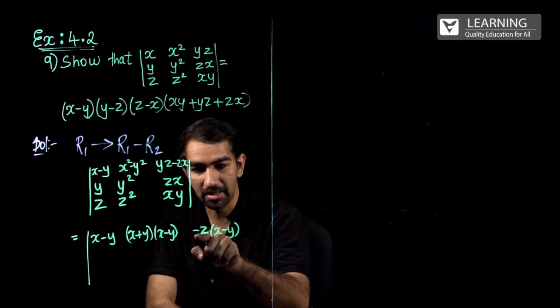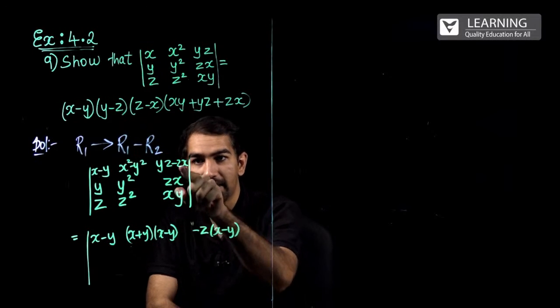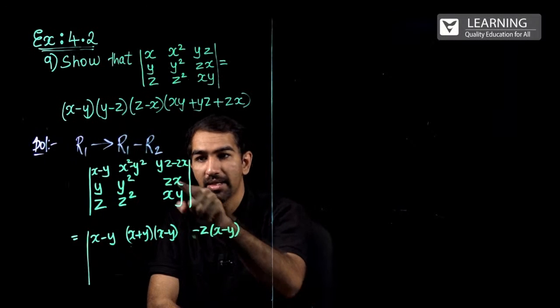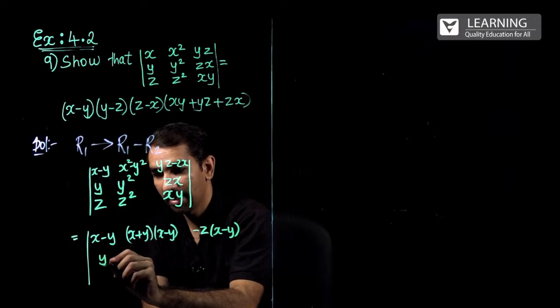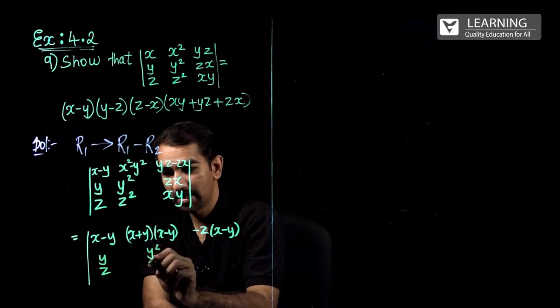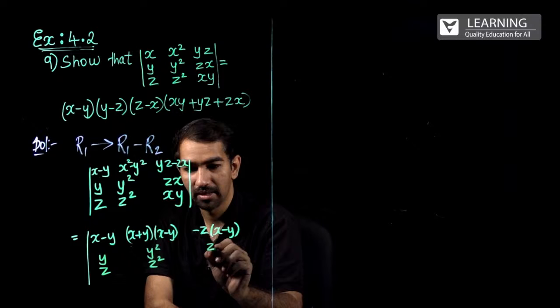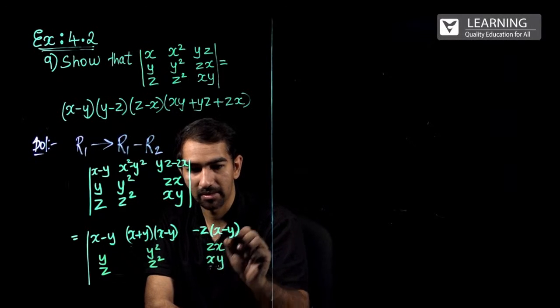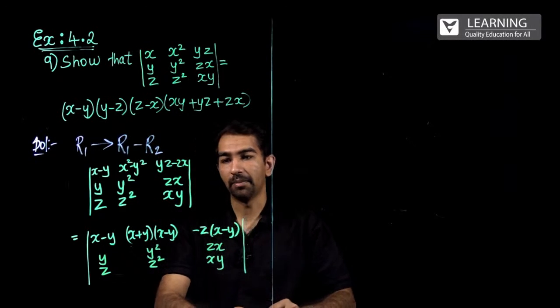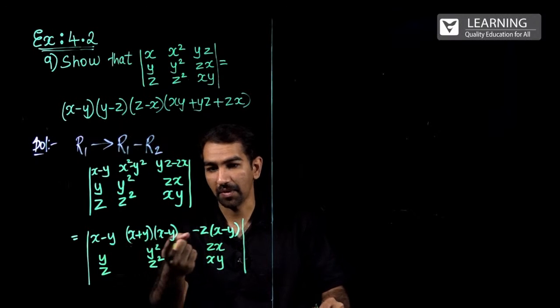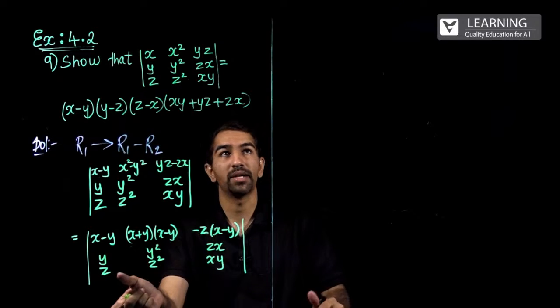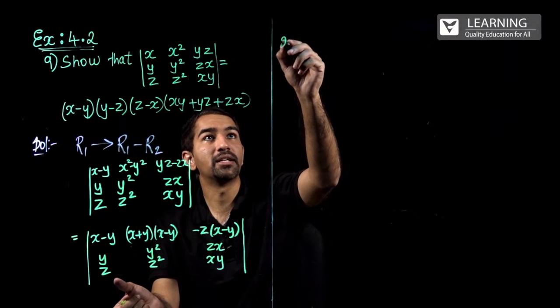So just multiply this inside, minus z into x minus zx, minus z into minus y, yz as it is. These other two rows are untouched, so we will write yz, y square, z square, zx, xy. So this is our determinant. Now you see the first row. From the first row, what can you take out common? x minus y you can take out common, right? So take out x minus y outside. So what will remain inside the determinant?